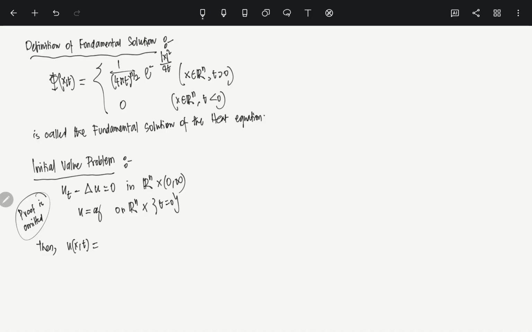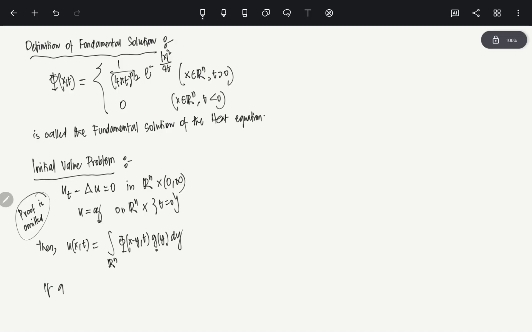I will show you a different method of explicitly solving it, but why is the fundamental solution important? Because we can do this. u of x, t can be written like this: the integral over R^n, if you know convolution, basically we are doing something along the same lines, of phi of (x minus y, t) times g of y dy. We are taking g of y into account, and essentially this is your solution here.